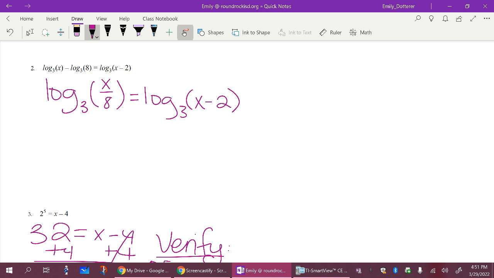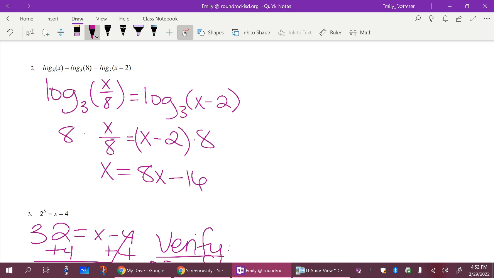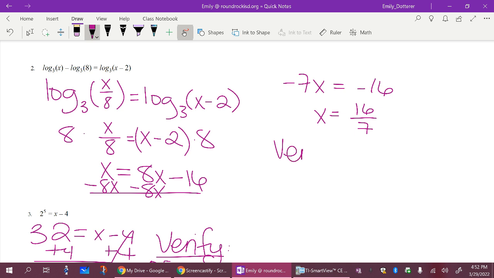Both of these logs are equal to each other. They have the same base. So by the equality property, that means that the arguments are equal as well. Subtract 8x from both sides. We end up with negative 7x equals negative 16. So when we divide by negative 7, we'll get positive 16 over 7.